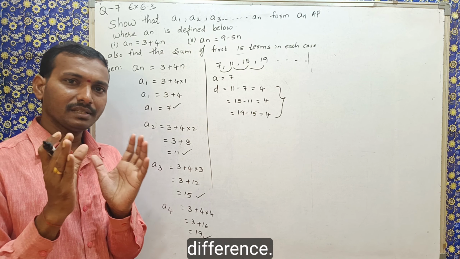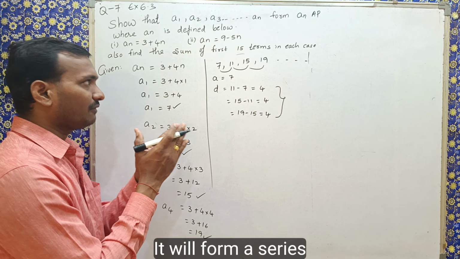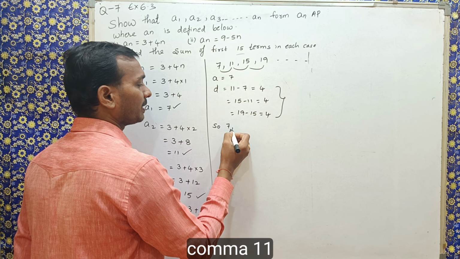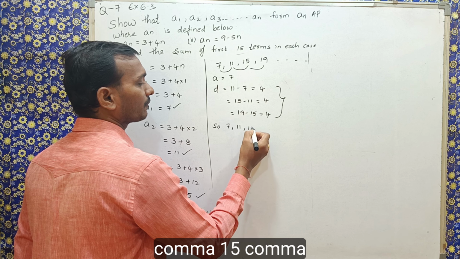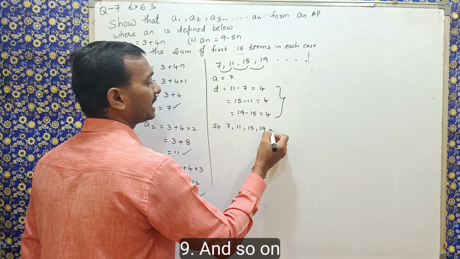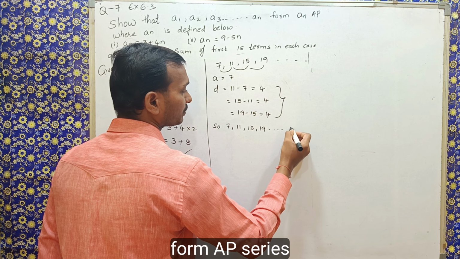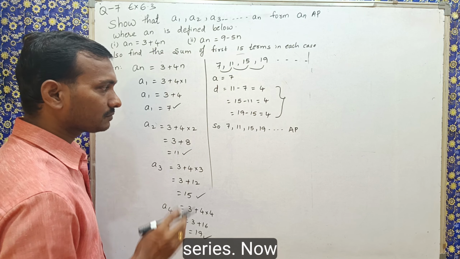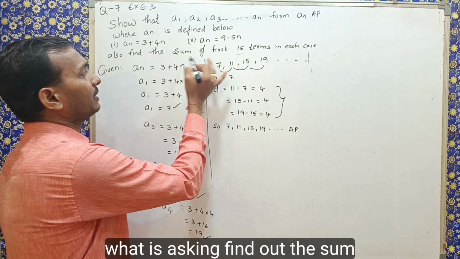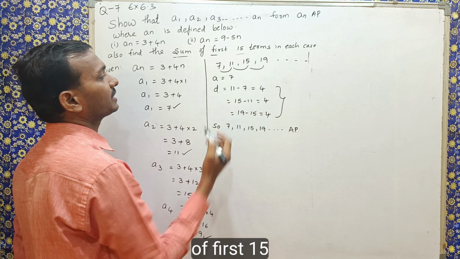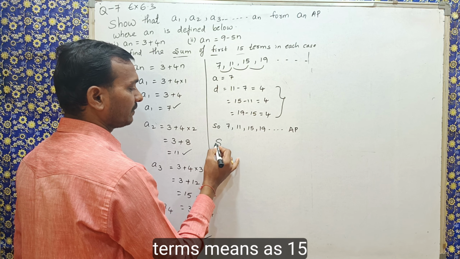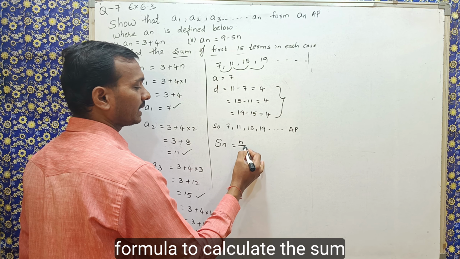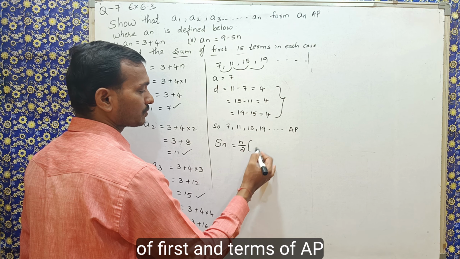అంటే డిఫరెన్స్ అనేది సేమ్ ఉంది కాబట్టి it will form an AP series. So 7, 11, 15, 19 and so on form an AP series. Now what is asked? Find out the sum of first 15 terms. Means S15 we have to calculate. First we will write the Sn formula to calculate the sum of first n terms of an AP series.